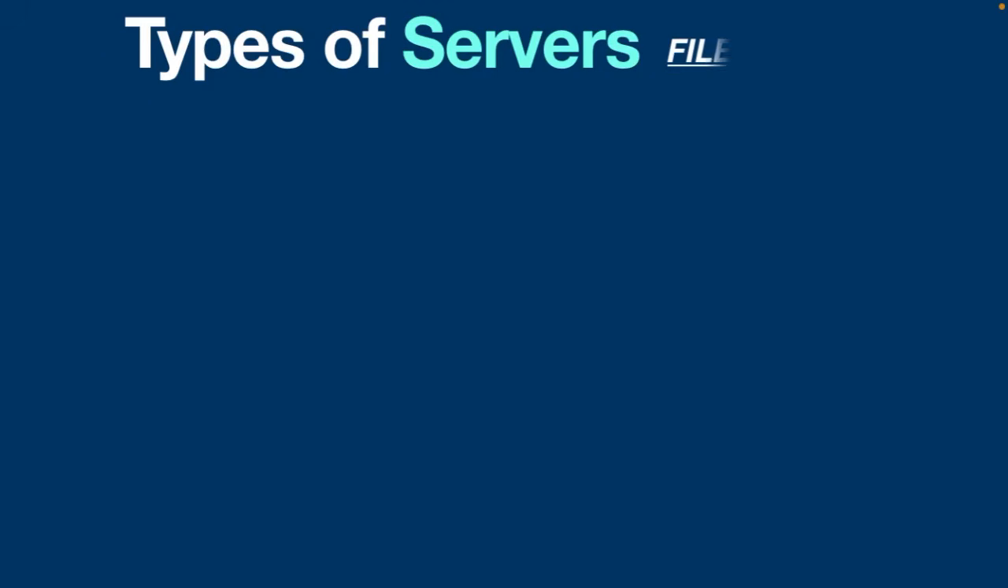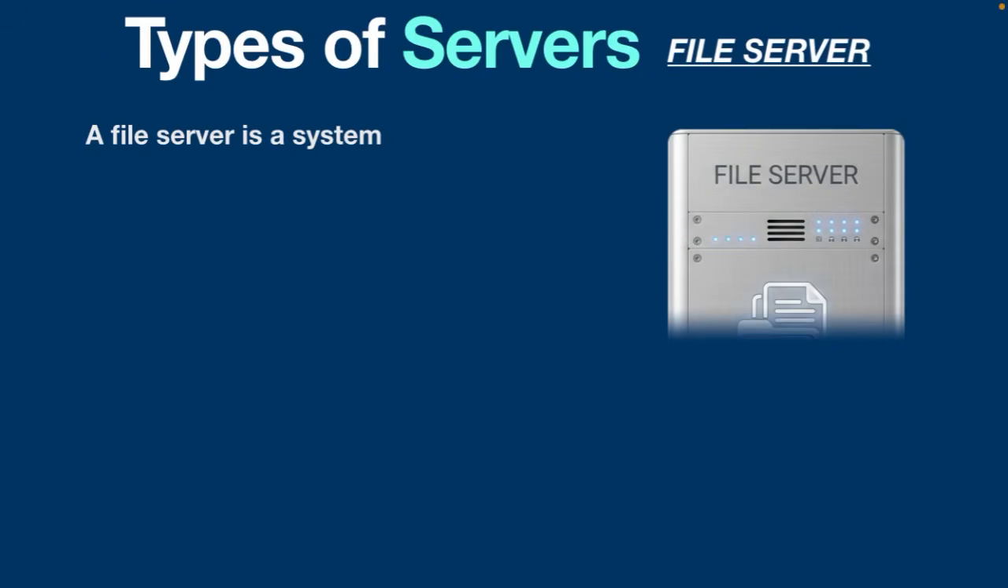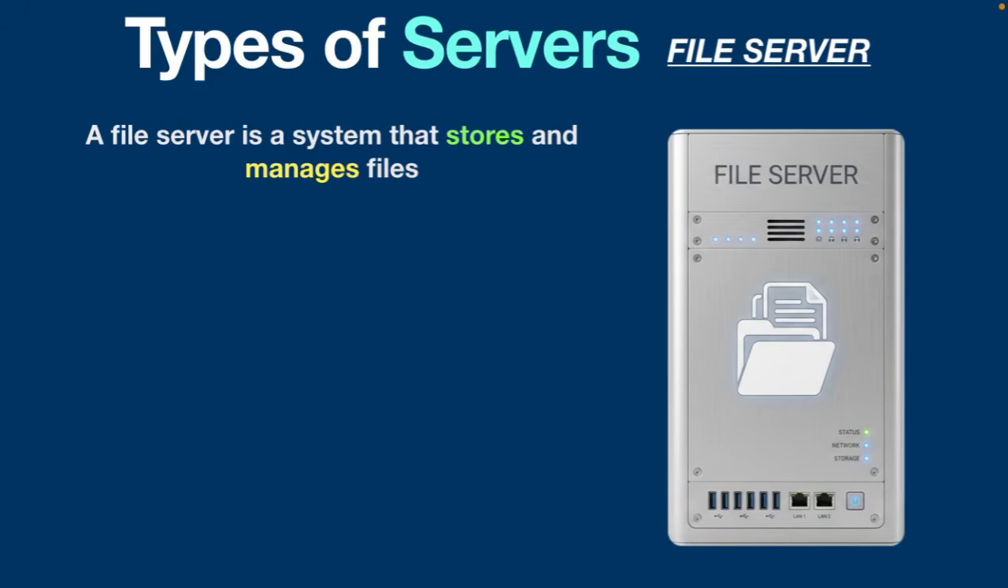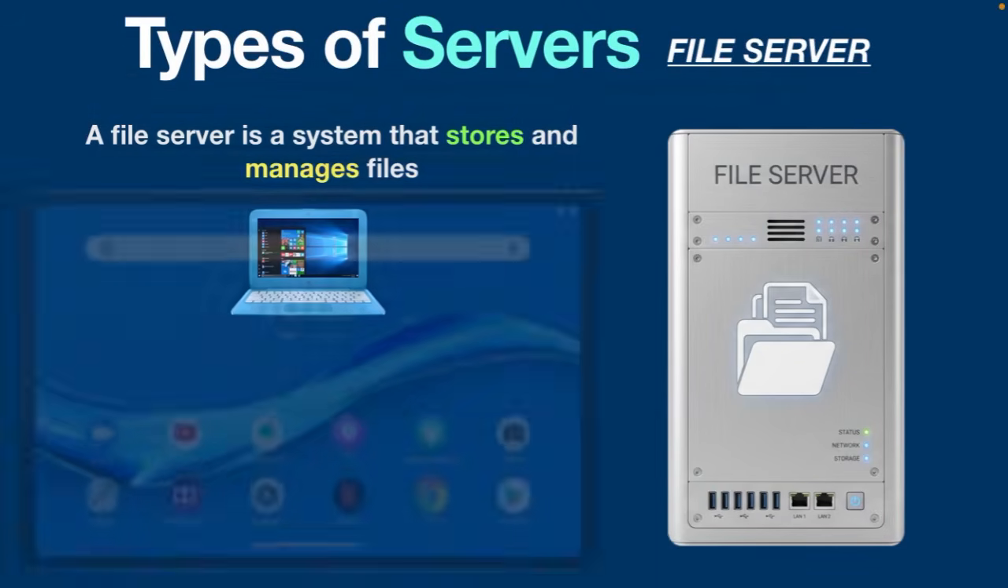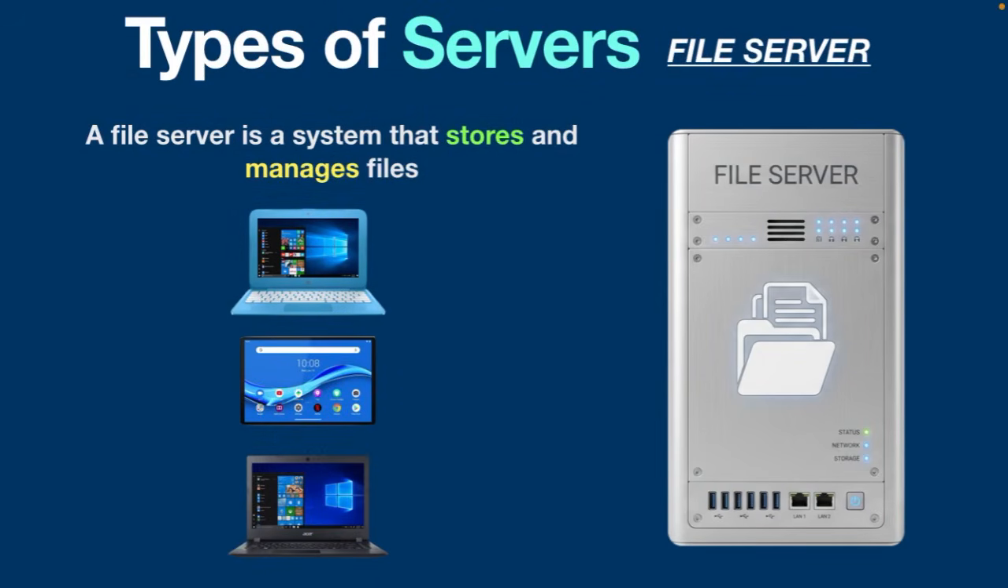Number 2. File server. A file server is a system that stores and manages files. Basically, a file server is a computer system that stores and manages files for multiple users on a network. Instead of saving files on individual devices, users access a central location to upload, download, and share data. This makes collaboration easier and keeps files organized and secure.